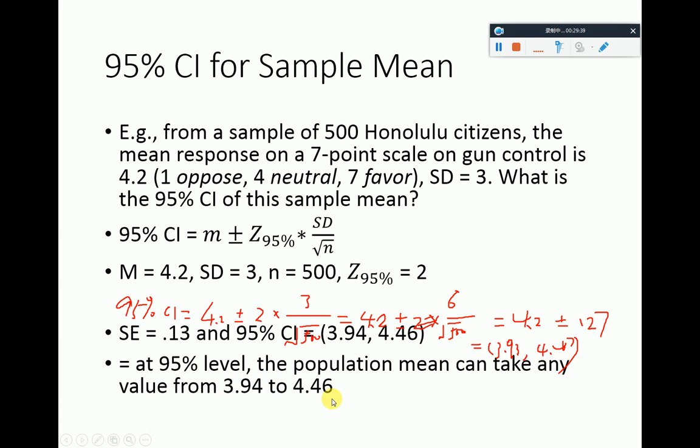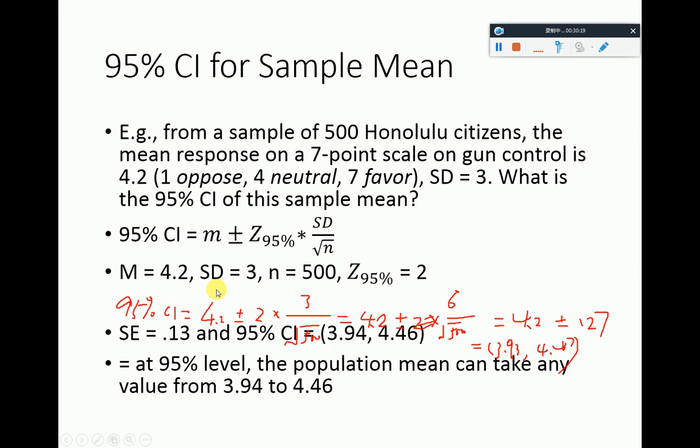Okay, so now we can ask our question, right? Given this confidence interval, shall we conclude that Honolulu citizens are in favor of or are opposing gun control? Okay? Given this is the scale, if we look at a point estimate, we might tend to conclude, because 4.2 is larger than 4, to the right of 4, in the direction of 7 in favor. So based on this point estimate, we want to say that Honolulu citizens should be in favor of gun control.